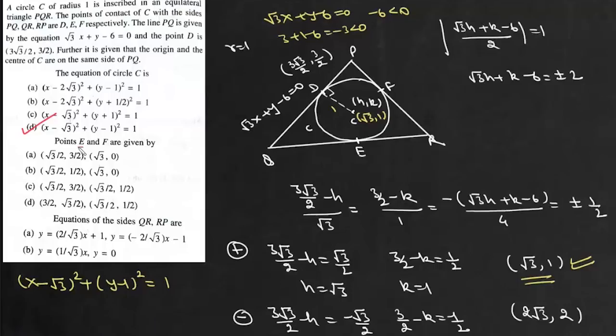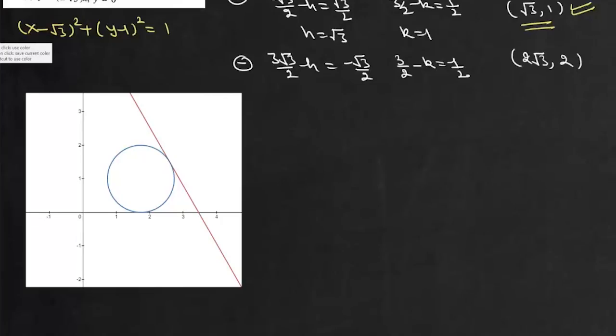Now the next question is we have to find these points E and F. Now what we'll do is we locate the circle more precisely on the coordinate axis. So we can draw it like this. Now we know that this angle is 120 degrees. Since this equation is root 3x plus y minus 6 equals 0, the slope is minus root 3, that is 120 degrees. Now the other two sides will make an angle of 60 degrees.